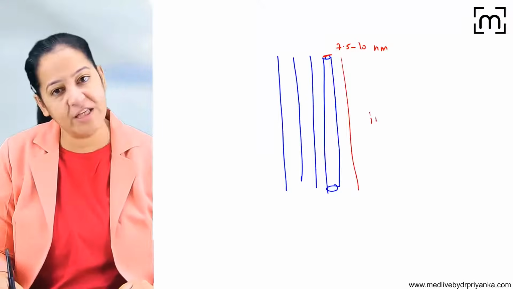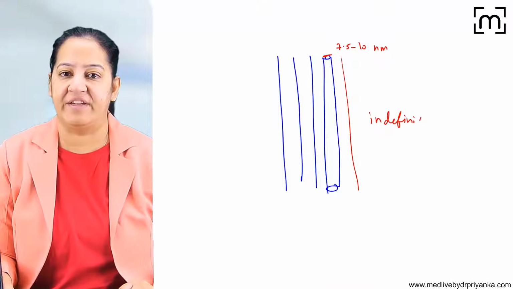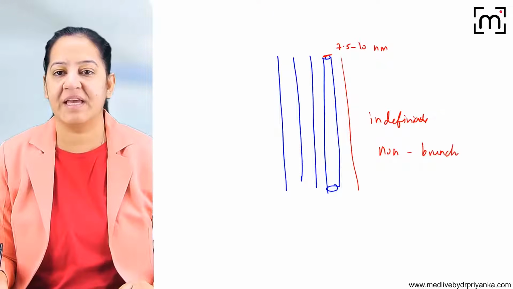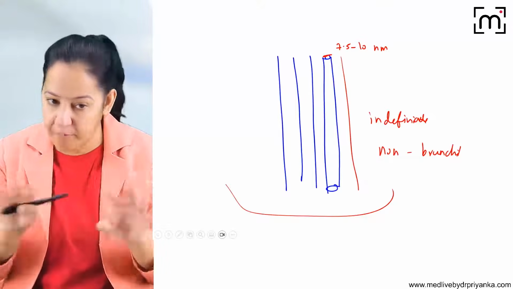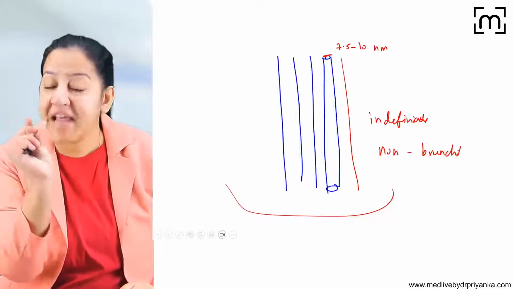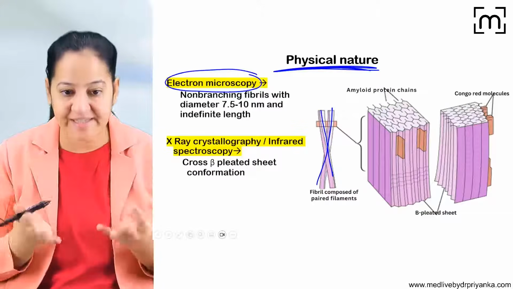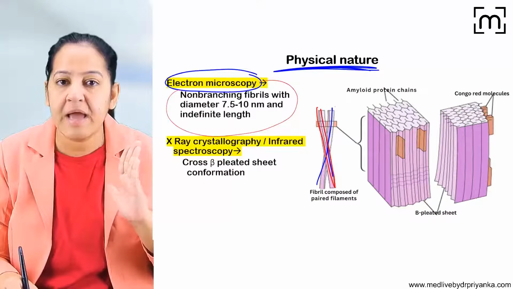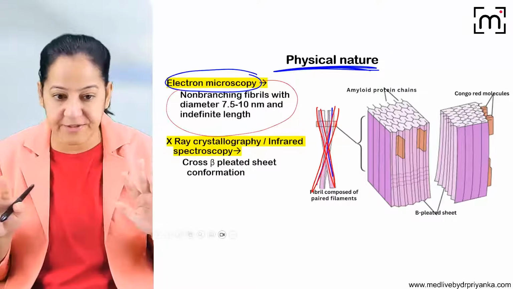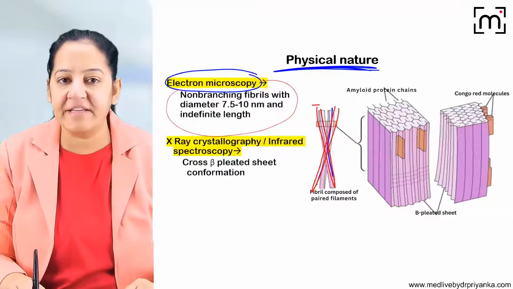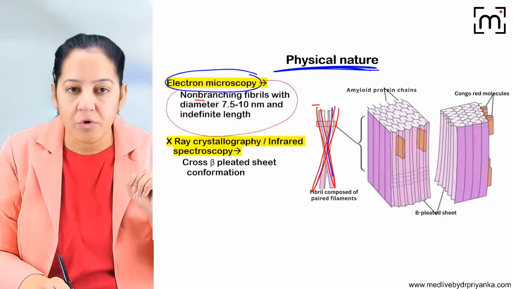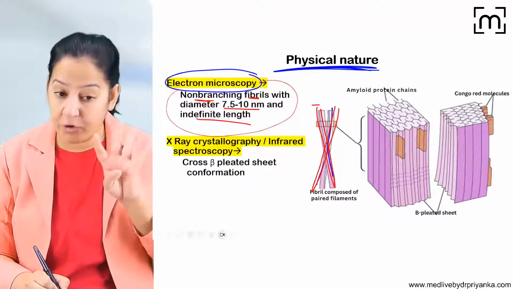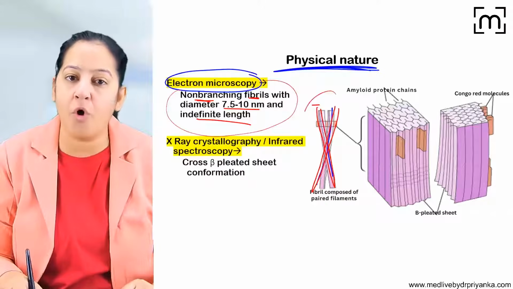The length of each fibril is indefinite, and it is non-branching. There is no branching. So these are multiple fibrils which are non-branching. The length is indefinite and the diameter is 7.5 to 10 nanometer. That is the structure which is seen on electron microscopy. You can appreciate it here. Appreciate this fibril. Appreciate they are non-branching. So non-branching fibrils with 7.5 to 10 nanometer diameter and indefinite length. Write down all four properties. This is seen on electron microscopy.